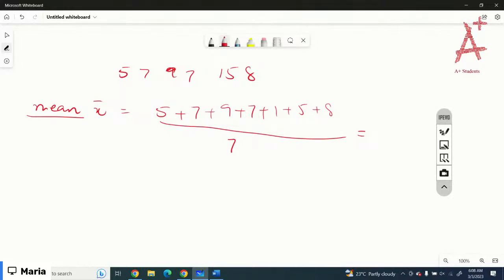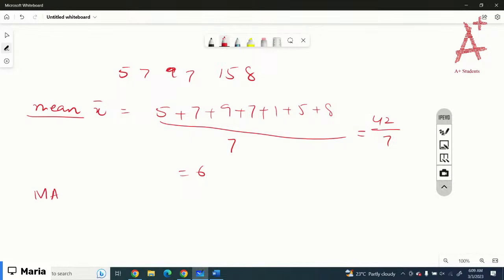5 plus 7 plus 9 plus 7, 1 plus 5 plus 8. So the sum is 42. 42 by 7 is 6. So the mean value is 6.